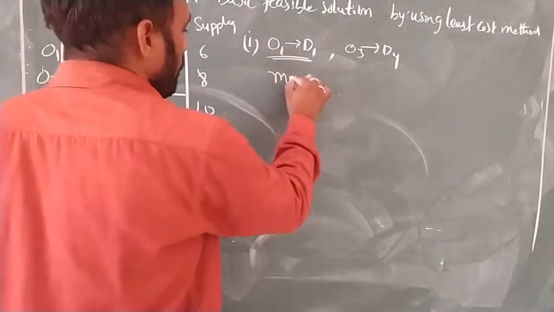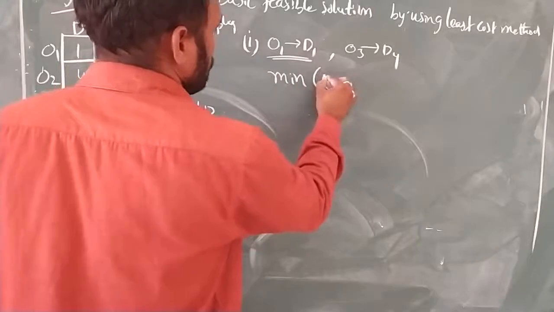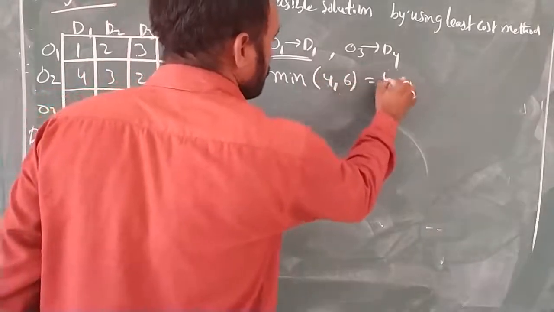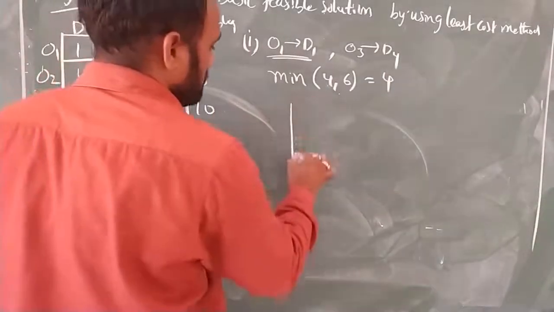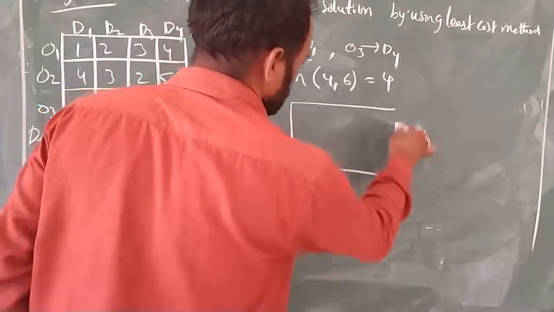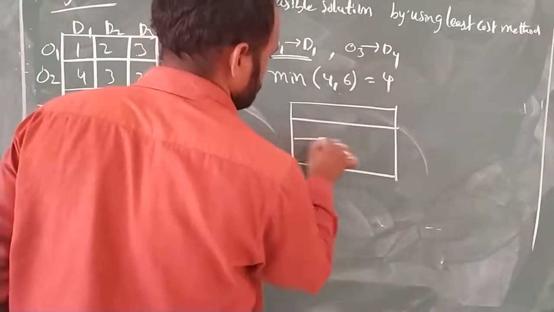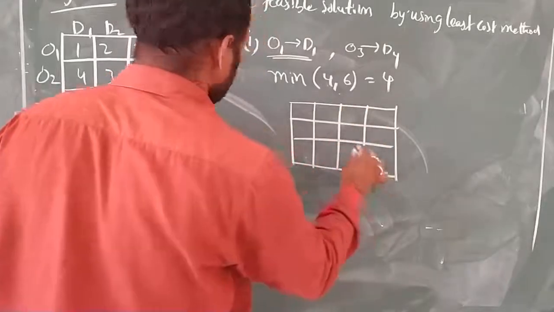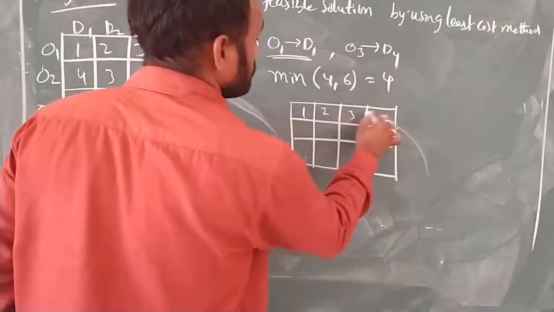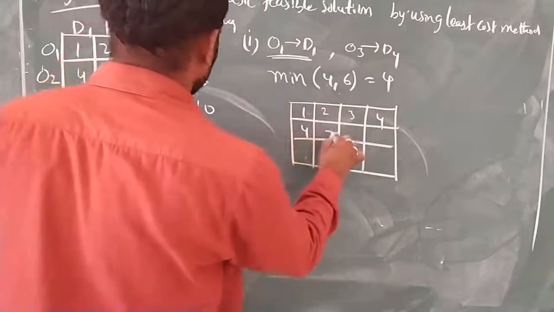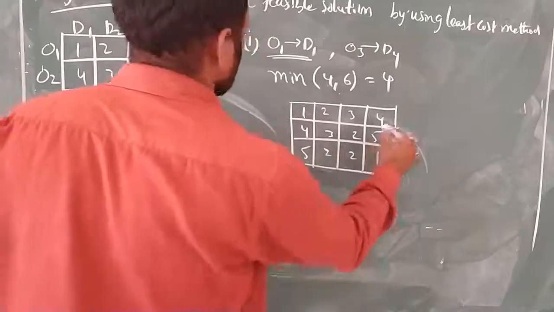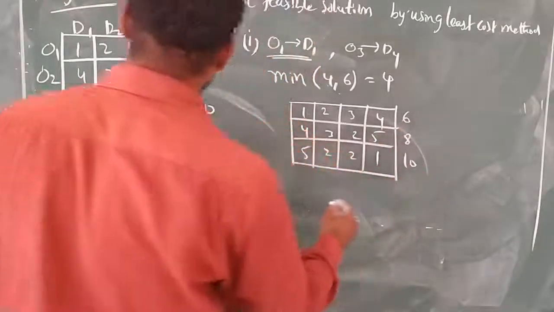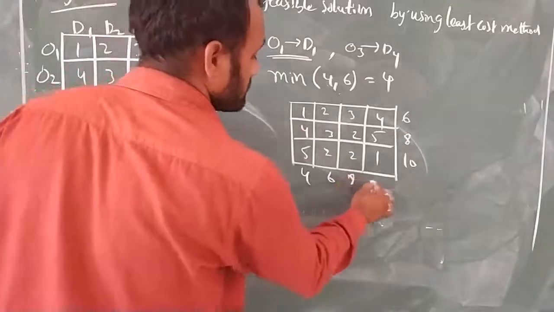So minimum of 4, 6, which is 4. Now what will happen to this transportation table? See here, I am writing only the values. So here it is 1, 2, 3, 4, 4, 3, 2, 5 and 5, 2, 2, 1. So here it is 6, 8, 10 and 4, 6, 8, 6.